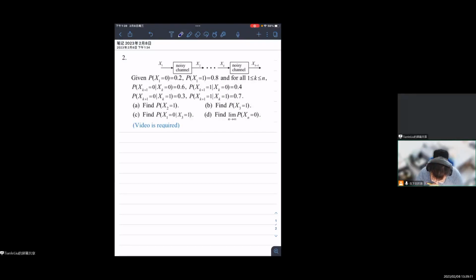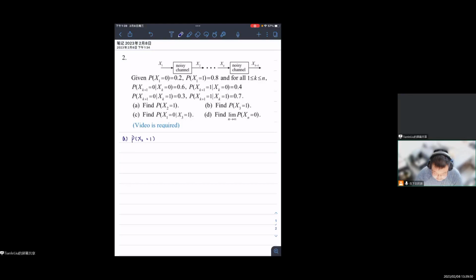Now we have the probability of x1 equals 0 and the probability of x1 equals 1, and the following group of probabilities, like the probability of x2 and the probability of x3, and so on. For this problem, we have to solve 4 small problems, and let's view them one by one. First, we need to solve the probability of x2 equals 1.